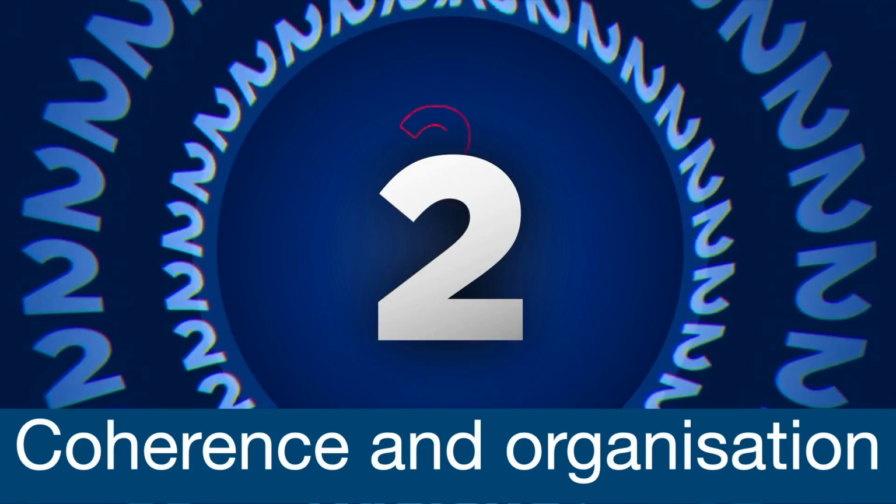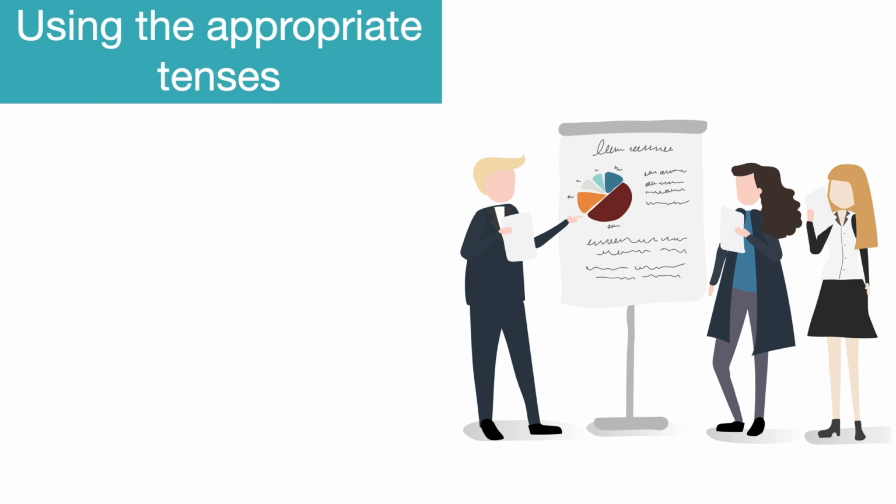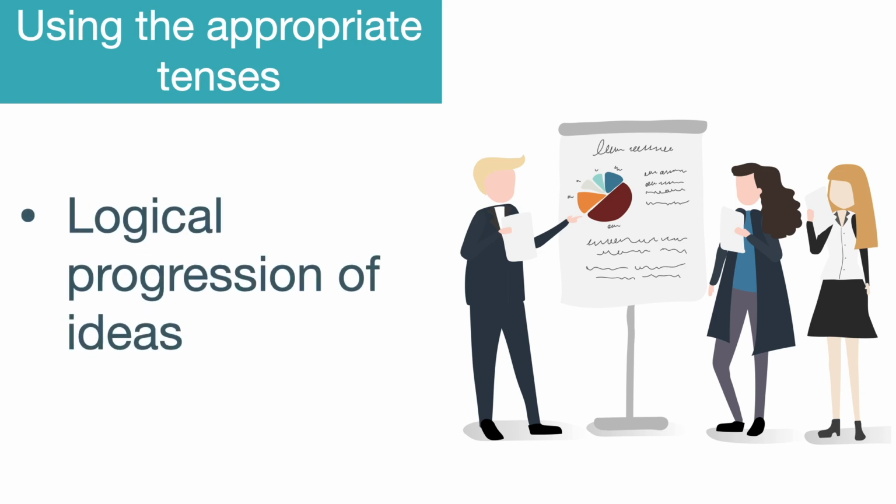Coherence and organization. Using the appropriate tenses helps maintain coherence and organization in your communication. Consistency in tenses allows the audience to follow the logical progression of ideas and the narrative flow. It helps create a cohesive and well-structured piece of communication, whether it's a story, an essay, a presentation, or any other form of discourse. When your ideas flow smoothly, the audience can easily connect the dots and understand the message you are conveying. Number 3 as to why tenses are important.